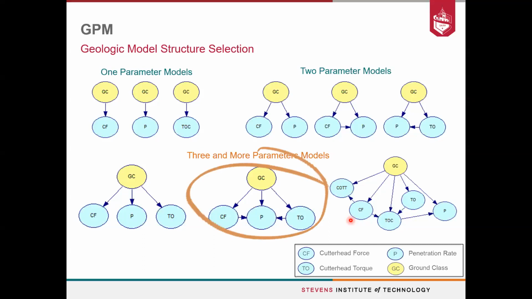It had penetration rate, cutter force, cutter head force, and cutter head torque, and all of those made sense mechanically, in the sense that this would give us an indication of what ground we're going through. We then applied this model to the first 300 meters of the tunnel. That data was never used in the testing or validation of the model.